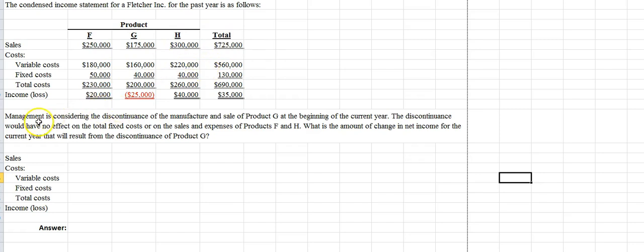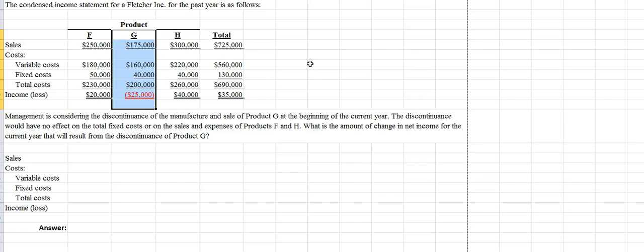It says management is considering the discontinuance of the manufacture and the sale of product G, right? At the beginning of the current year. The discontinuance will have no effect on total fixed costs, meaning that if you eliminate product G, your fixed costs are going to stay the same. It's not going to lower fixed costs. Or on the sales and expenses of products F or H. What is the amount of change in net income for the current year that will result from the discontinuance of product G?